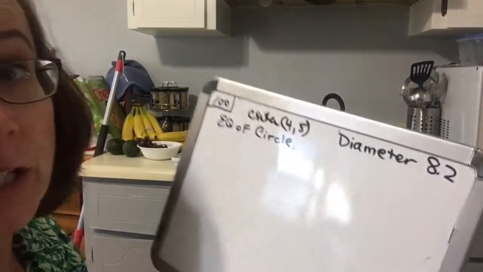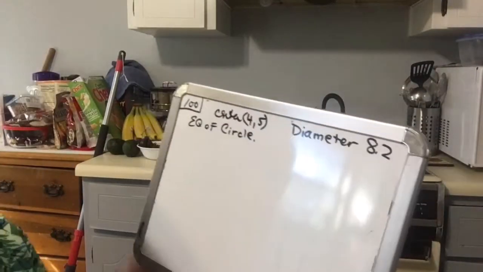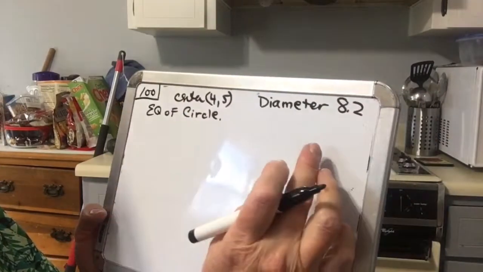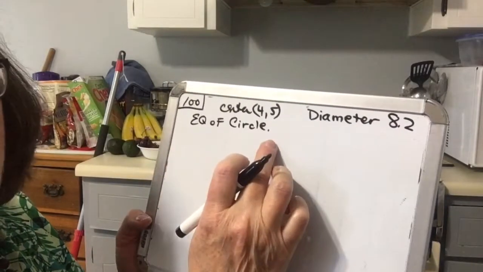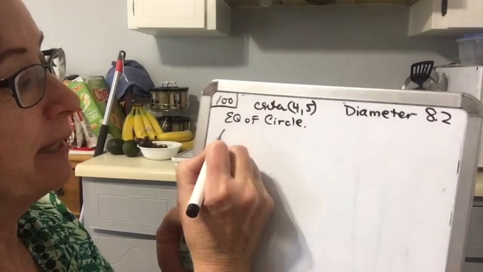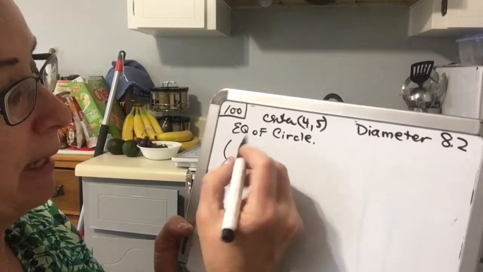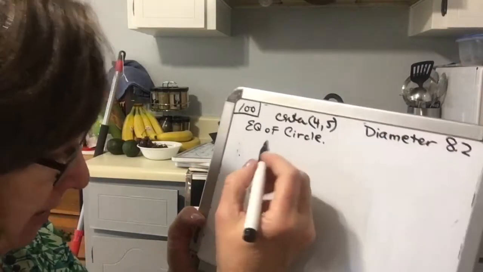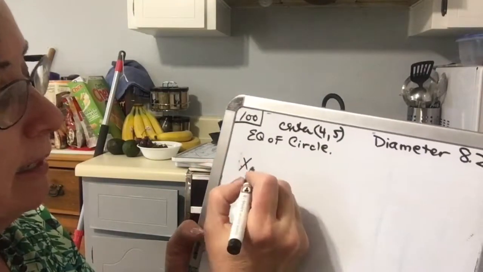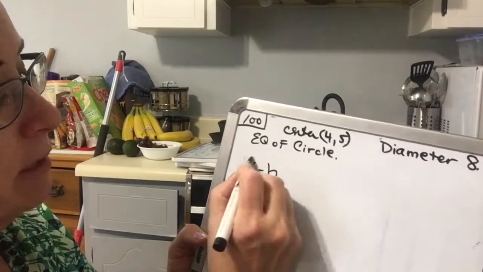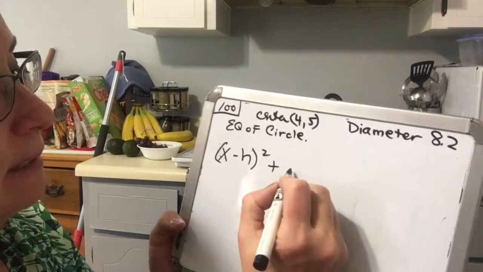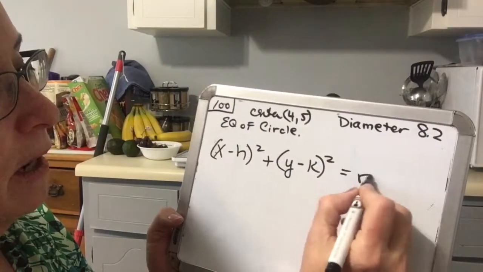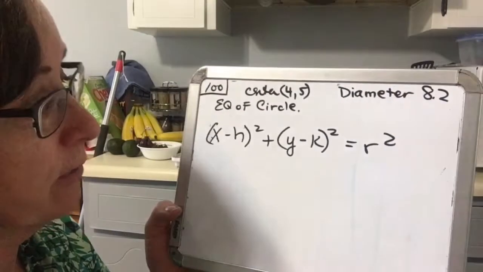Okay, so we're almost to the finish line here. We're on problem 100, going by tens, and this is a circle. So we're given a center and we're given a diameter, and we're trying to find the equation of the circle. Now remember, the equation of the circle is going to be x minus h squared plus y minus k squared equals r squared. So that's your standard form of the equation of the circle.